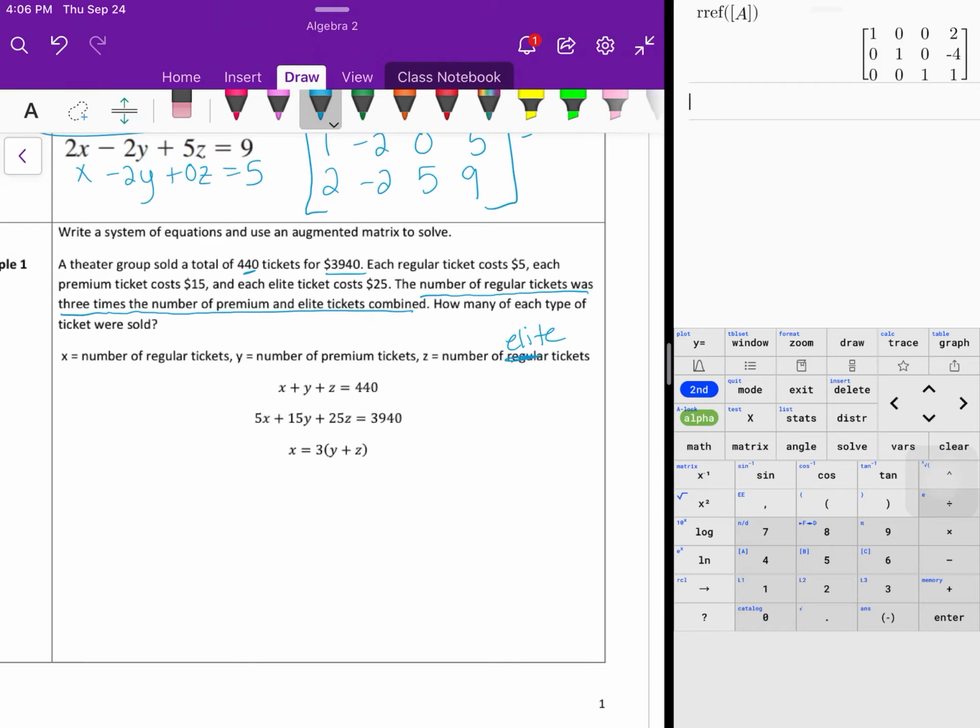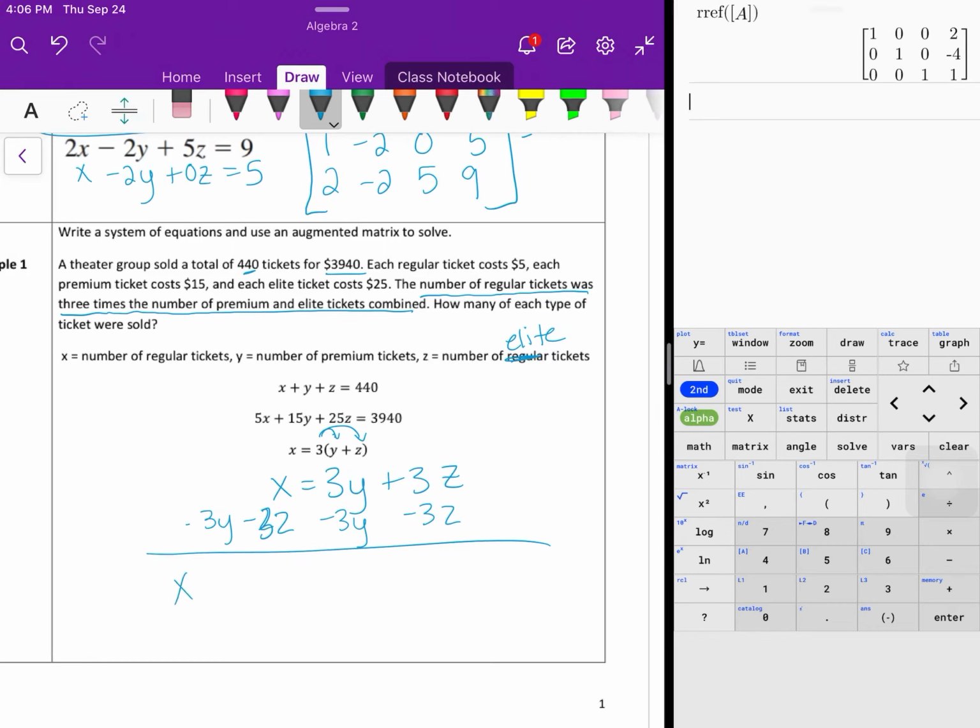So to set this up so that we can put it in our augmented matrix, we have to make sure that the equations line up x, y, z, and then equals our constant, which means you will need to distribute the 3 through this last equation. And then you need to move those both to the other side so that they are with the x. Since they're both positive, you will subtract them from the left to move them to the right.